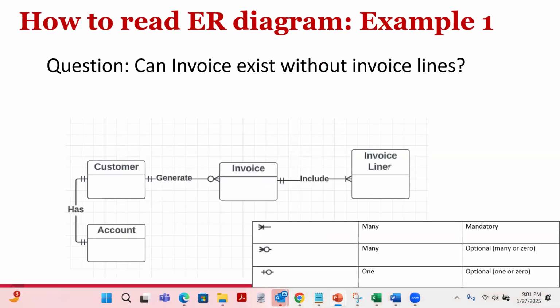Now we learn how to draw the diagram. Now let's learn how to read the diagram. Based on the diagrams that we drew a couple of slides ago, let's try to answer the question. Can invoice exist without invoice line? So, we need to find two entities that we're dealing with.